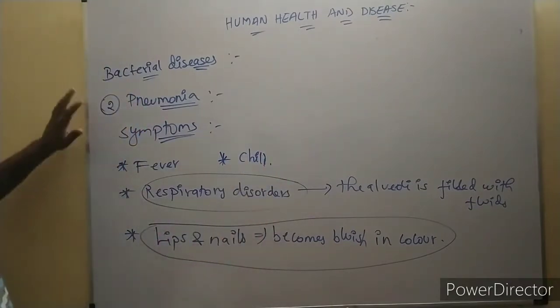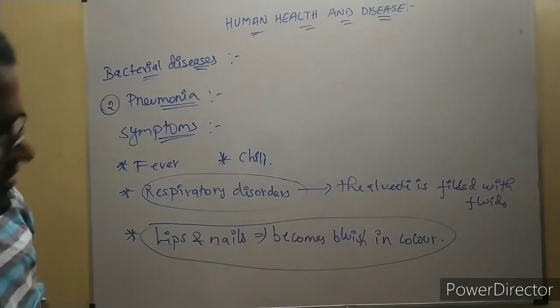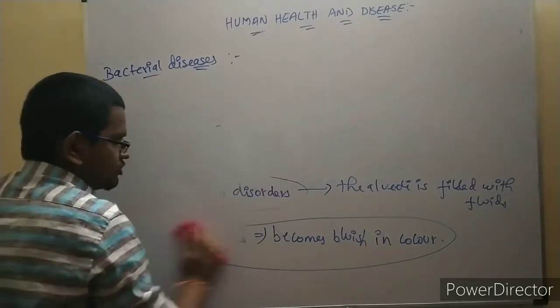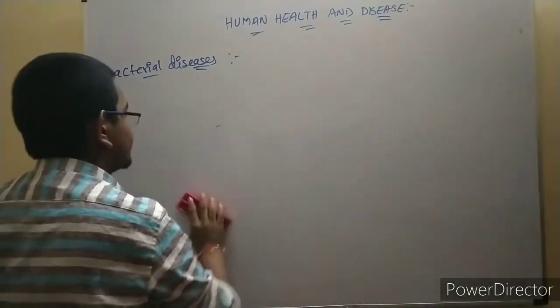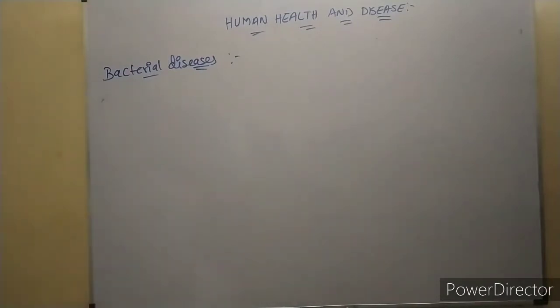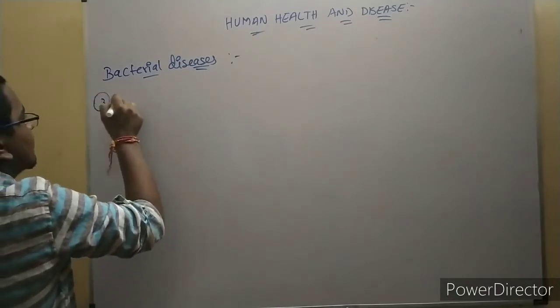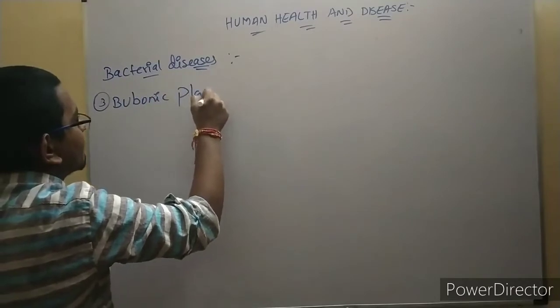And we completed pneumonia. Now we are going to study about bubonic plague. Bubonic plague, also known as the black death, students, right? We will discuss about it. See, the third one is bubonic plague.